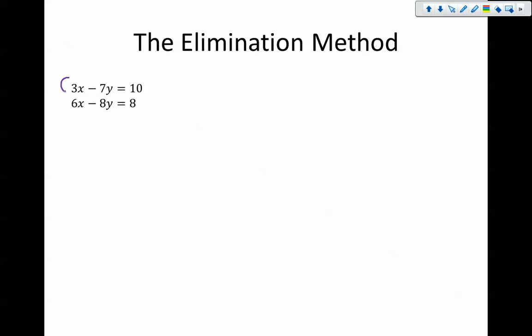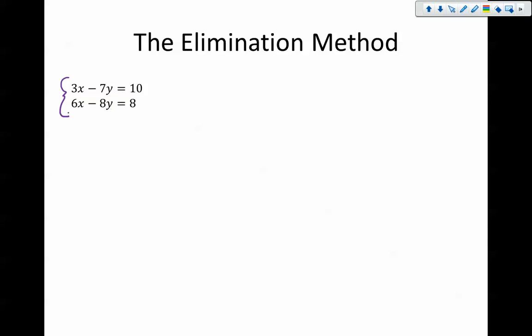Here we have the system 3x minus 7y equals 10. Also, 6x minus 8y equals 8. When I add these two equations together right now, I get 9x minus 15y equals 18. And that doesn't work. We haven't eliminated anything yet. So what we need to do is change the equations so that they do. You have to look at this set of equations and go, what number can I multiply one of these equations by, or both of them by, so that when I add them together, it becomes 0.